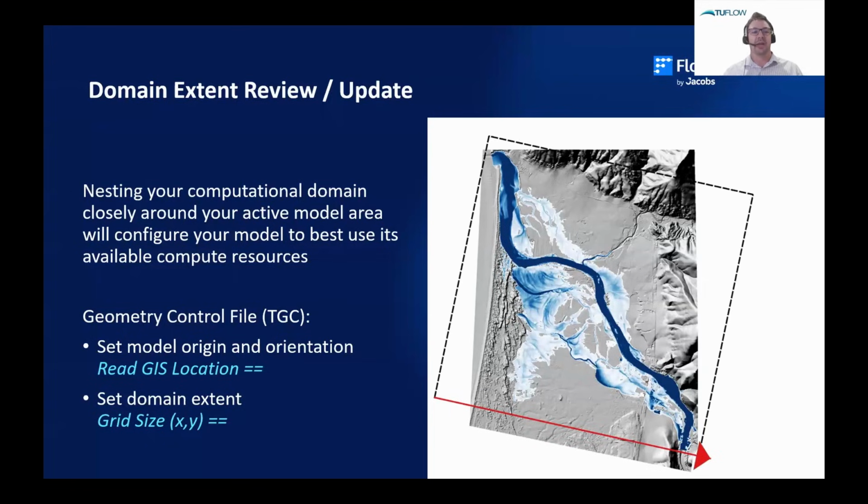If I revise the domain, and I'm doing this in this TUFLOW model via two specific commands that are in the geometry control file. There's the read GIS location line, which is the red arrow line there that defines the X axes of my domain. And then I also use the grid size command, which I've highlighted in blue there on the left. I've nested my domain quite nicely around this model area now.